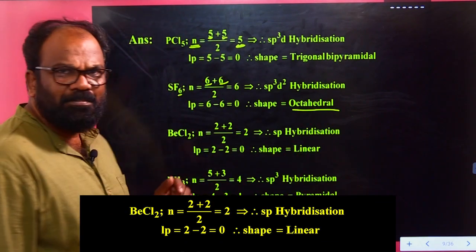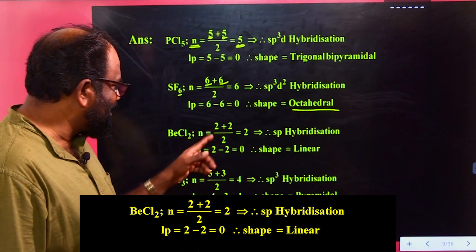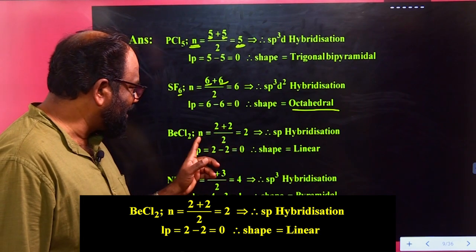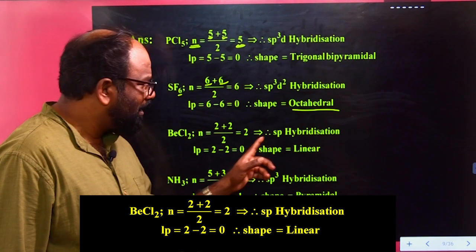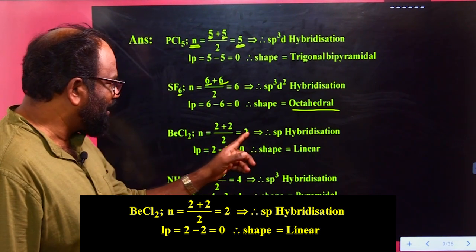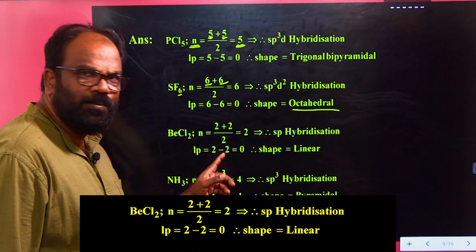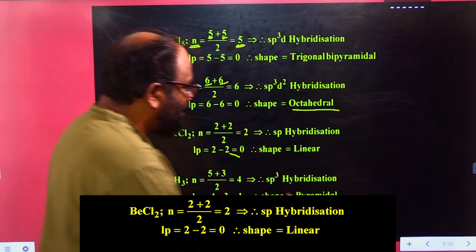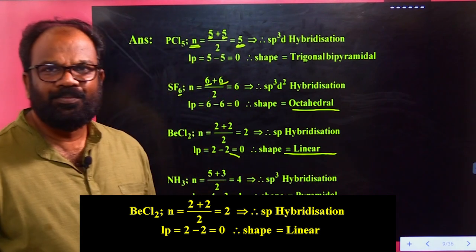Now the compound is BeCl2. Its valence electrons 2, number of monovalent atoms also 2, divided by 2. Therefore number of hybrid orbitals is equal to 2. Therefore hybridization is sp. Number of lone pairs is equal to number of hybrid orbitals minus number of groups, that is equal to 0. sp hybridization with no lone pair. Shape of the molecule is linear.